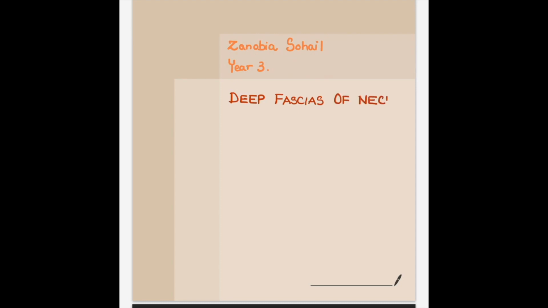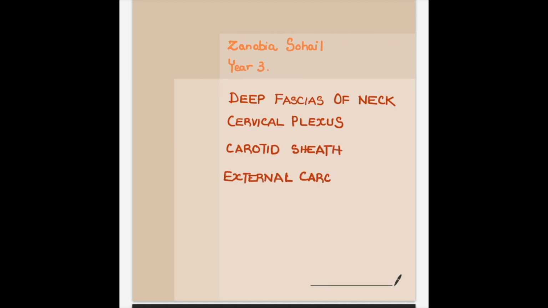Today I will be talking about some key anatomical structures of the neck, like fascias of the neck, cervical plexus, carotid sheath, and external carotid artery. My aim is to make it as easy as possible, so sit back and enjoy the video.